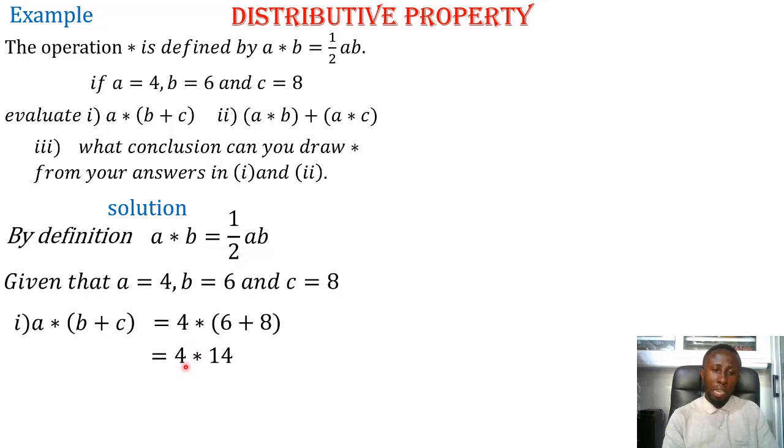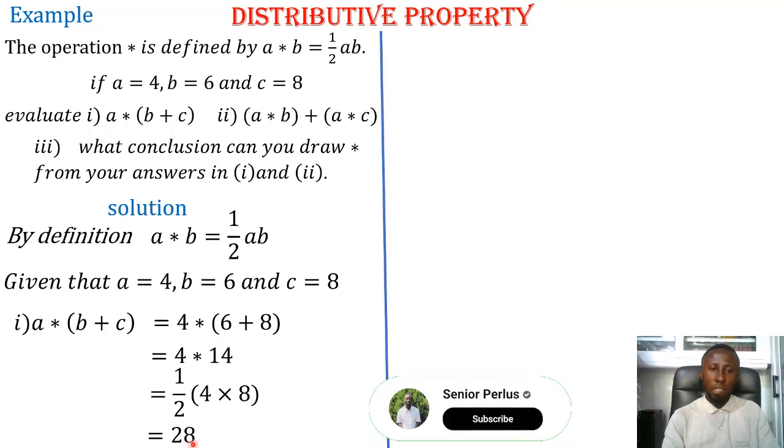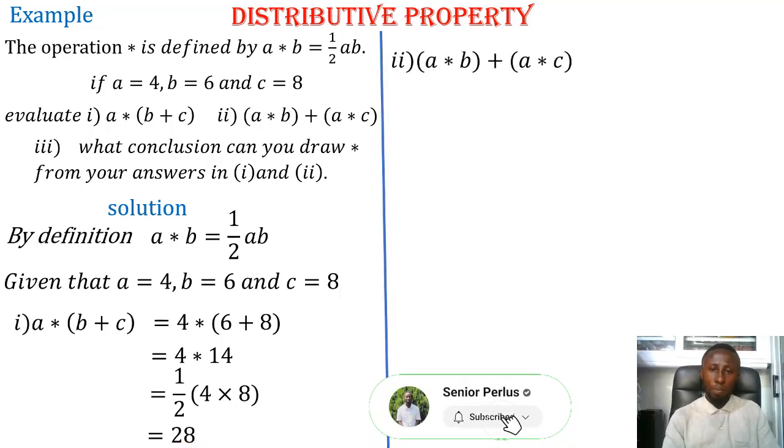Our A here is 4, like the way we did with commutative, and our B here is 14. So therefore, 1 over AB, where A is 4 times 14. Therefore, our final answer is 1 over 56. Let's move on to the second one, II.